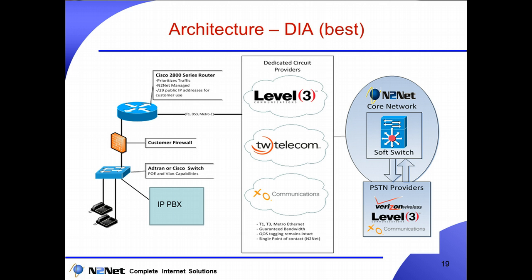So this is what I was talking about. It's DIA, and this is just a really fancy diagram for a string between 2 tin cans, and the tin cans are NSUNet and the customer. Whether it's a T1, a T3, or a Metro Ethernet connection, it's a dedicated point-to-point circuit from us to them.